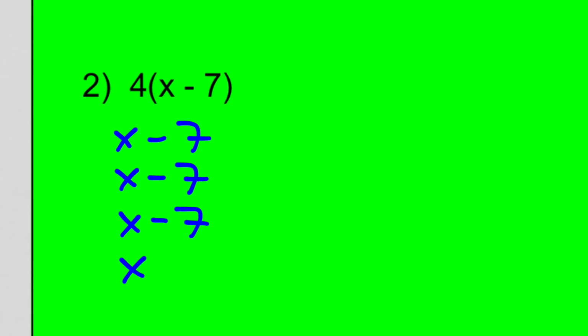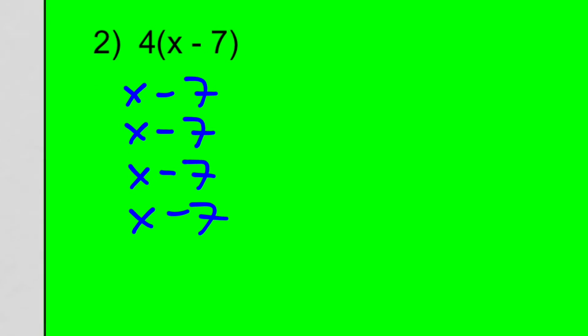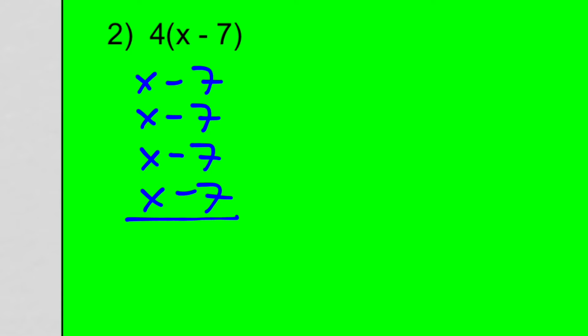So I could think of this as x minus 7 plus x minus 7 plus x minus 7 plus x minus 7. Total those up. Remember, this is like 1x. So I have 4x. And then I have negative 7, negative 14, negative 21, negative 28. So that's 4x minus 28.